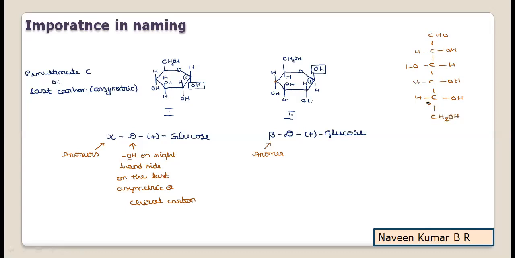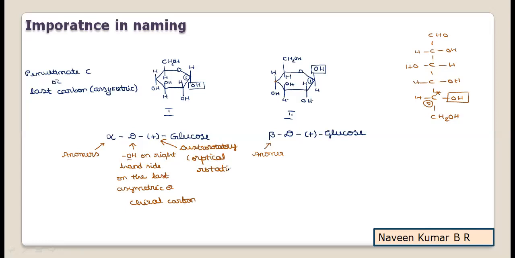Now this fifth carbon is an asymmetric carbon, and its hydroxyl group on the right hand side is used to indicate this D. Already we discussed that in the last class. And this third symbol indicates the plus or minus, so it is a dextrorotatory compound. Dextrorotatory is about the optical rotation.